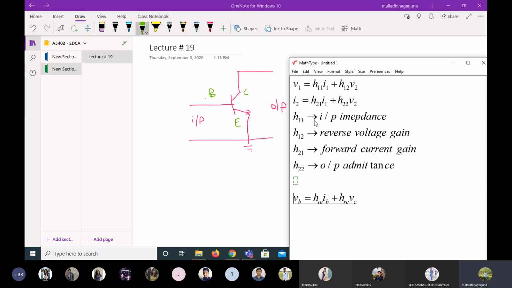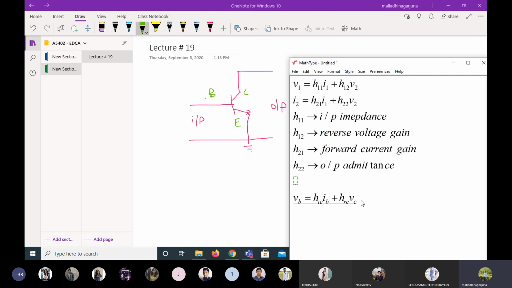Now coming to these equations, V1 you can replace with VB. In H11, you can replace the 1 with two suffixes. The first suffix is the type of the characteristic; H11 is input impedance. What is the first letter? I, so HI. The second suffix indicates the type of the configuration. Since it is the common emitter configuration, HIE, I1 becomes IB, plus H12. What is the first letter for H12? R, so HR. Second suffix is E since it is common emitter, so HRE, VC.